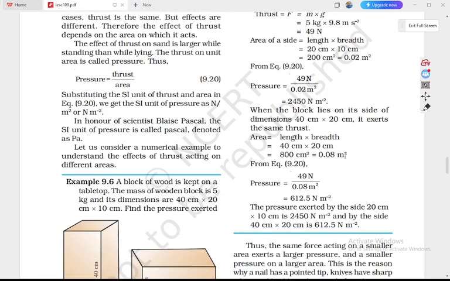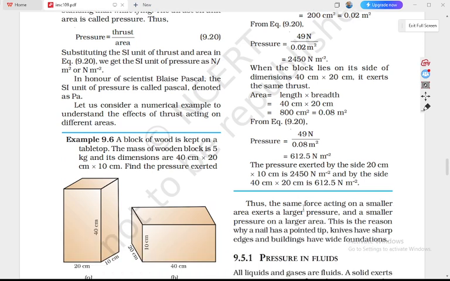When the block lies on its side with dimensions 40 centimeter by 20 centimeter, it exerts the same thrust force. The area is length into breadth, that is 0.08 meter square. Pressure equals 49 by 0.08, that is 612.5 Newton per meter square. The pressure exerted by the side 20 by 10 centimeter is 2450 Newton per meter square, and by the side 40 by 20 centimeter it is 612.5. That is, this pressure is more than that pressure.